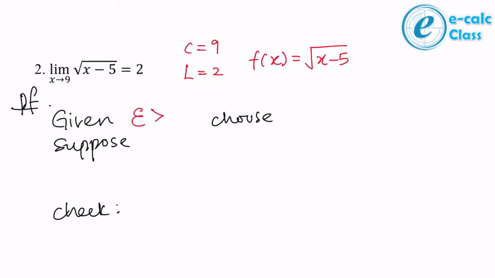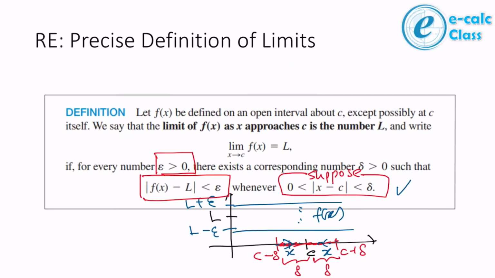Given epsilon greater than 0. This depends on what kind of limit you are taking, but in this case we are taking a two-sided limit, so just write epsilon greater than 0. We will see how it works for infinite limits later. Then choose, I told you, leave it blank first: delta equals some value based on epsilon. Then suppose what? Come back to the definition.